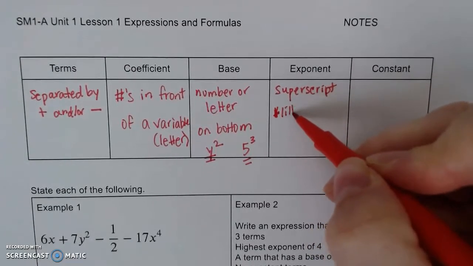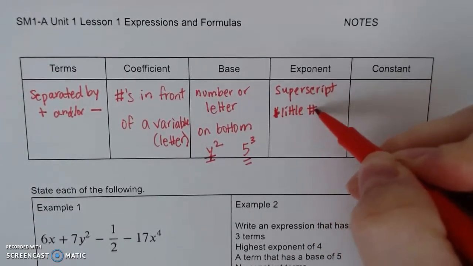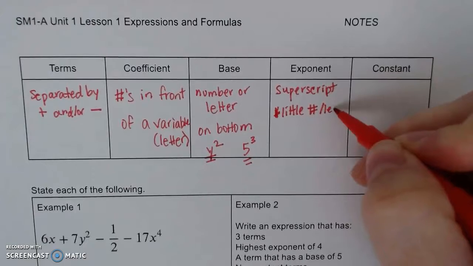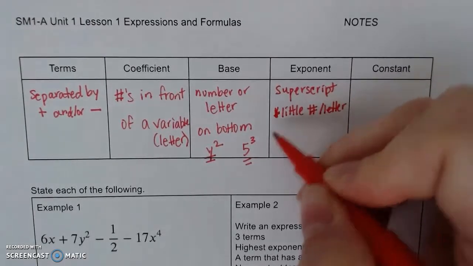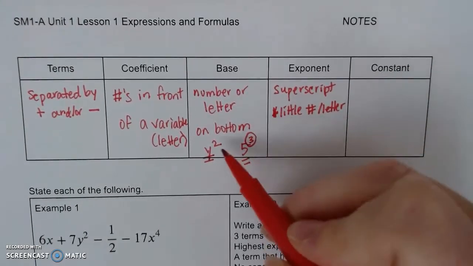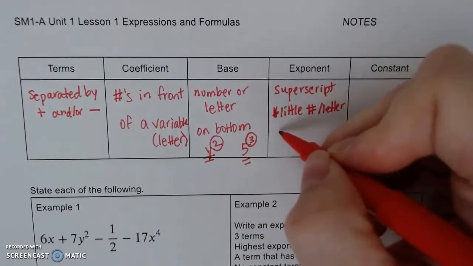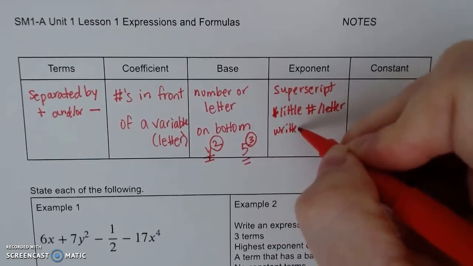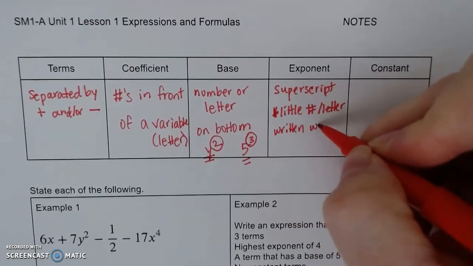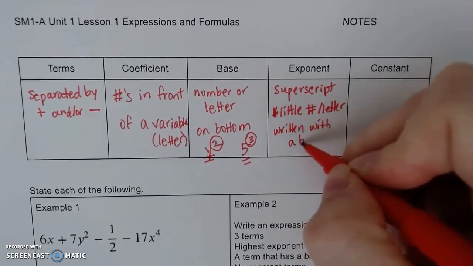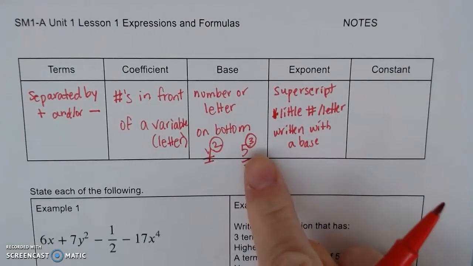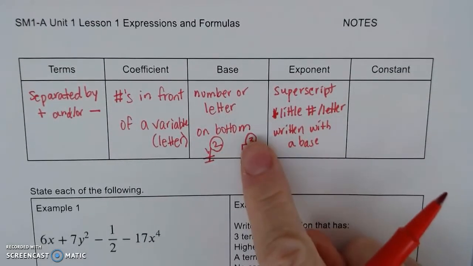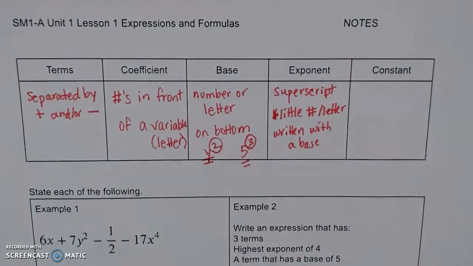The exponent is, if you're in Word, the superscript, but it is usually the little number or combination. It can be letters as well, that is written smaller with a base value. It's written with a base. So our exponent would be 3, and the exponent here would be 2.